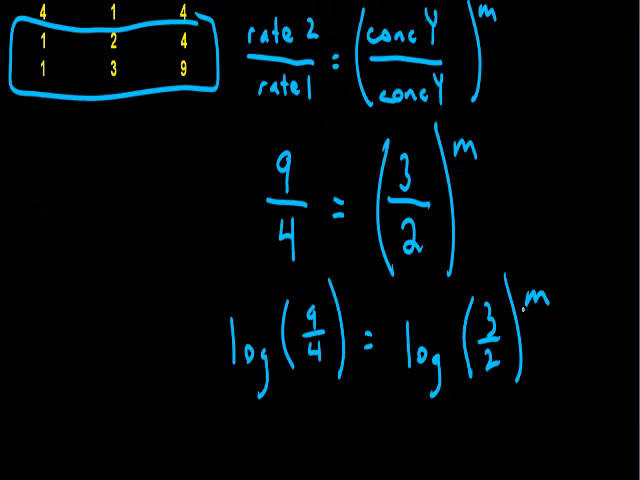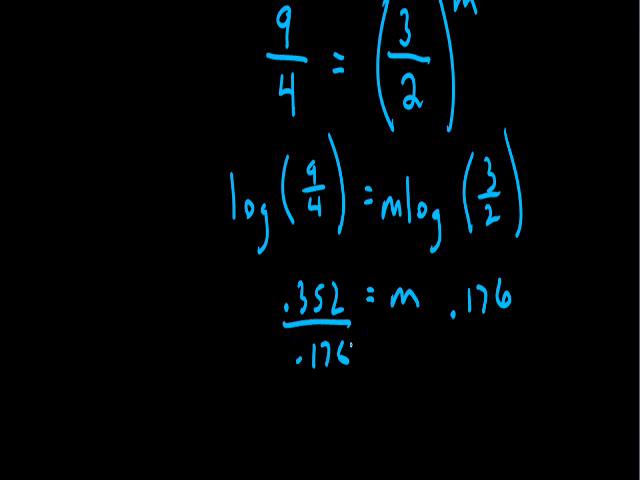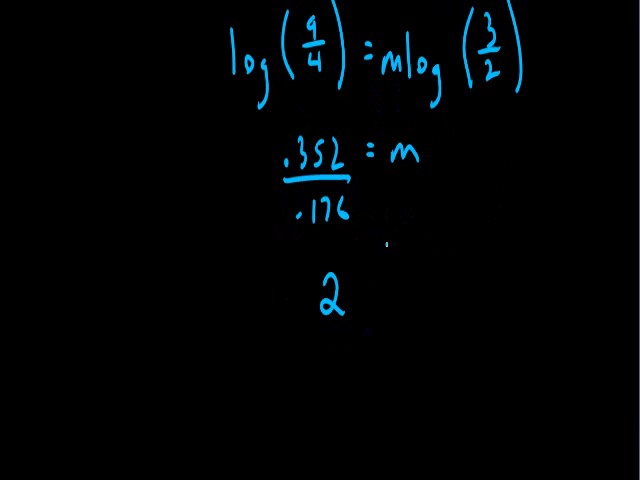We need to use logarithms to solve the problem. By taking the log on both sides, that will allow us to move our exponent m down, giving us the expression the log of 9/4 is equal to m times the log of 3/2. Taking our logarithm, we have 0.352 equals m times 0.176. Dividing by 0.176 will give us our value for m. Solving for m, we get 2 equals m.